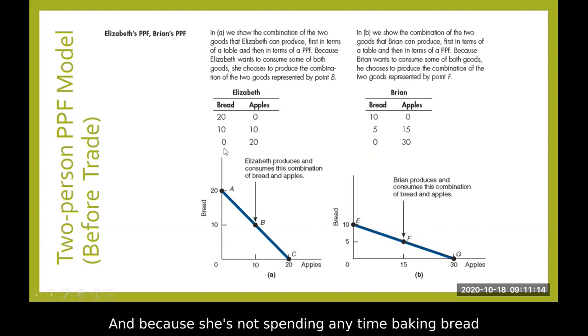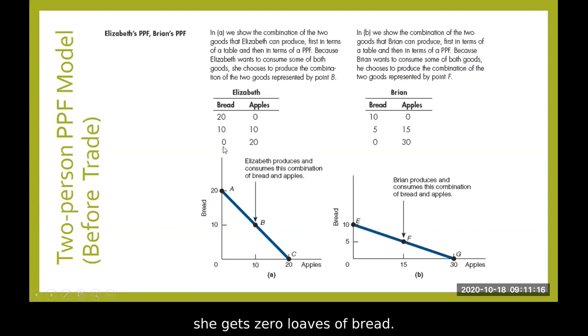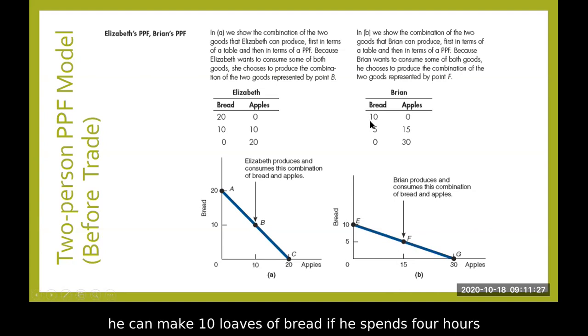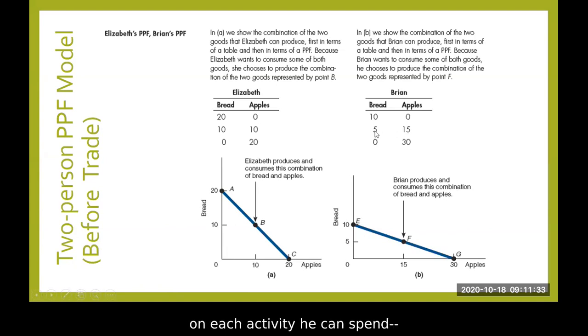And because she's not spending any time baking bread, she gets 0 loaves of bread. And it's the same idea over here for Brian. So if Brian spends all 8 hours in the day making bread, he can make 10 loaves of bread. If he spends 4 hours on each activity, he can make 5 loaves of bread in the 4 hours, and in the 4 hours of time remaining, he can grow 15 apples. And if he spends all 8 hours growing apples, he can grow 30 apples.